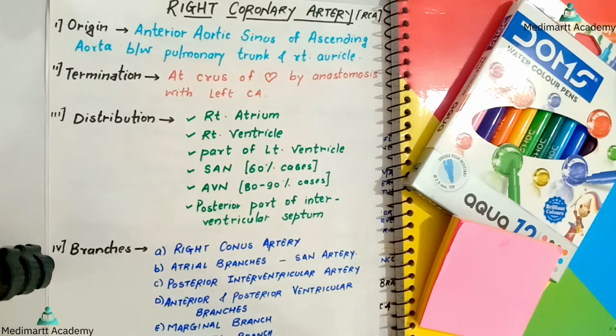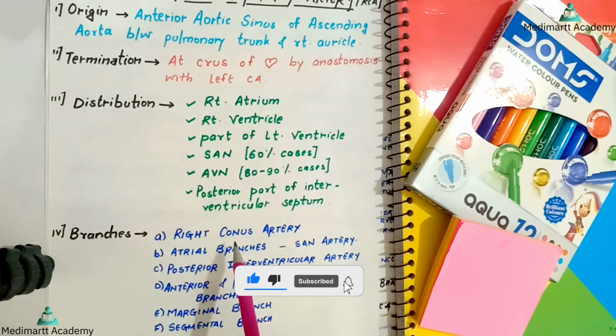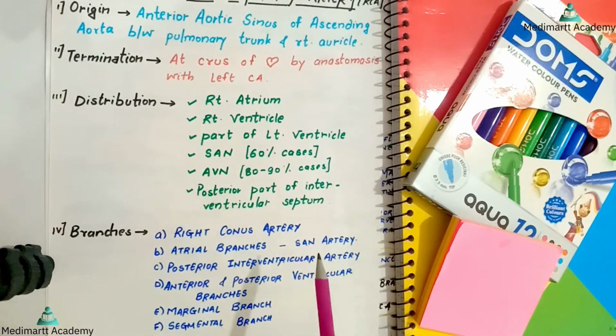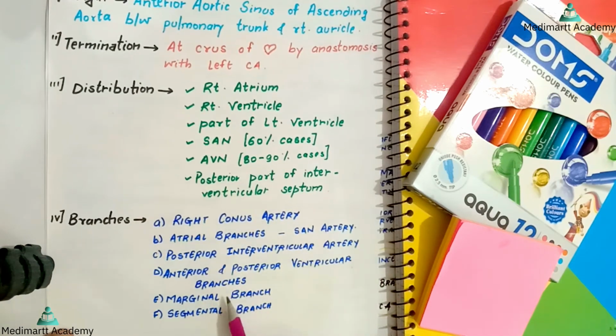Now the branches. The right coronary artery has the branches: the right conus artery, atrial branches, the sinoatrial nodal artery, posterior interventricular artery, anterior and posterior ventricular branches, marginal branch, and segmental branch.